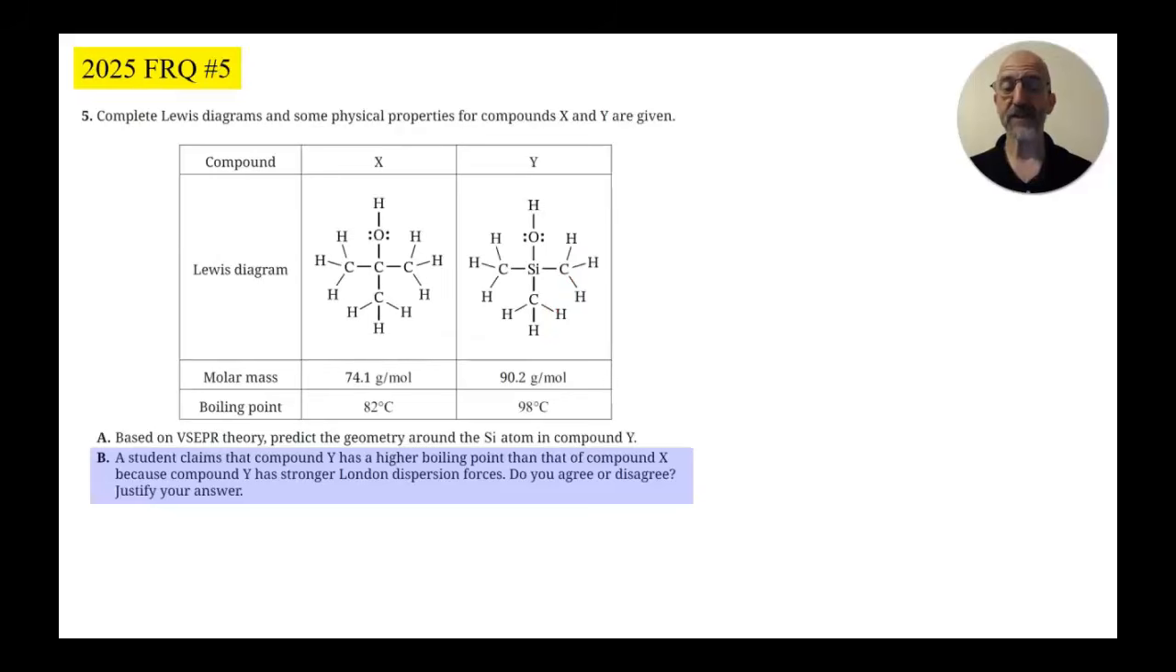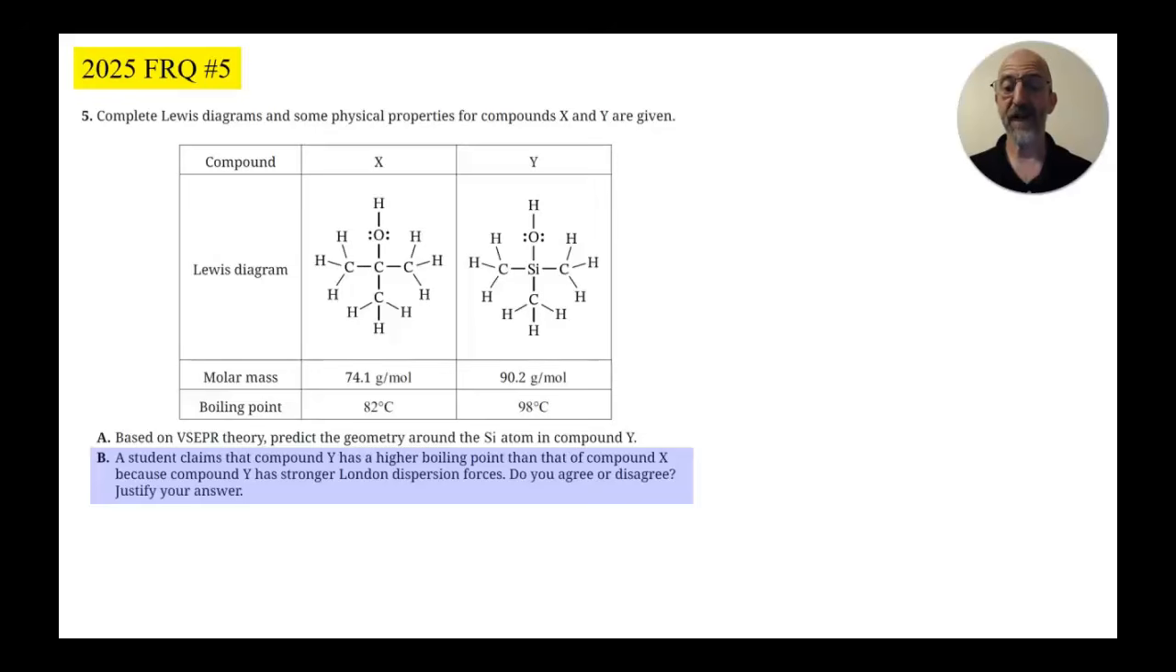All right, in our next question, it says a student claims that compound Y, which is located in the table on the right, has a higher boiling point than compound X. Well, we can see that information. 98 degrees Celsius is the boiling point of compound Y. 82 degrees Celsius is the boiling point of compound X. So we're not making a prediction. They're giving us the data. We have to come up with a reason why.